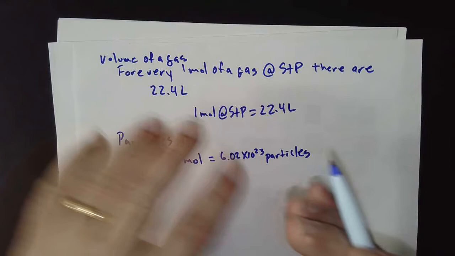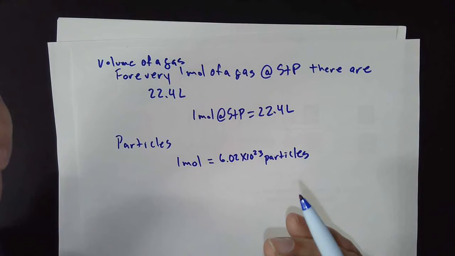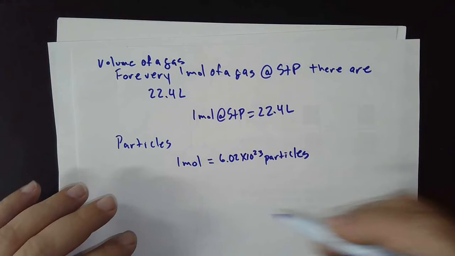So I'm not changing the value when I use this as a conversion factor. I'm changing the unit it's being reported in. The value is the same because this divided by this is equal to one. Does that make sense? And then I'm multiplying by a factor of one. So all I'm doing is changing the unit it's reported in. I'm not changing the value.